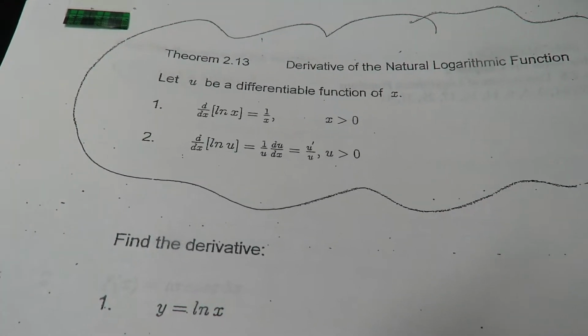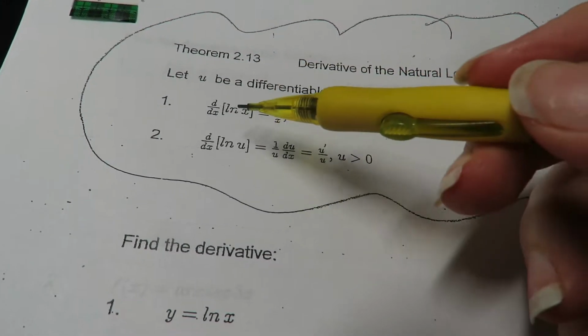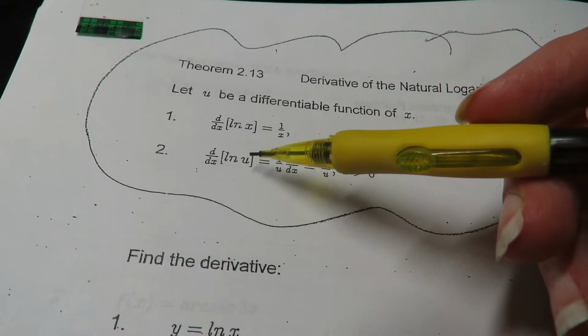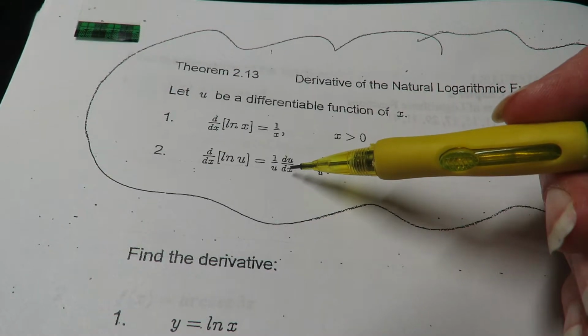Okay, gang, this is going to look a little weird at first. So the derivative of the natural log is 1 over x. The derivative of the composite natural log is 1 over the inside times the derivative of the inside.